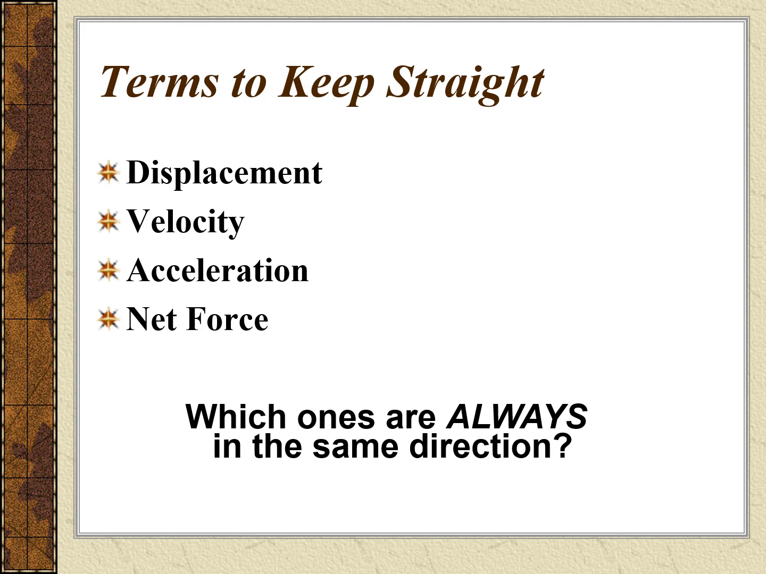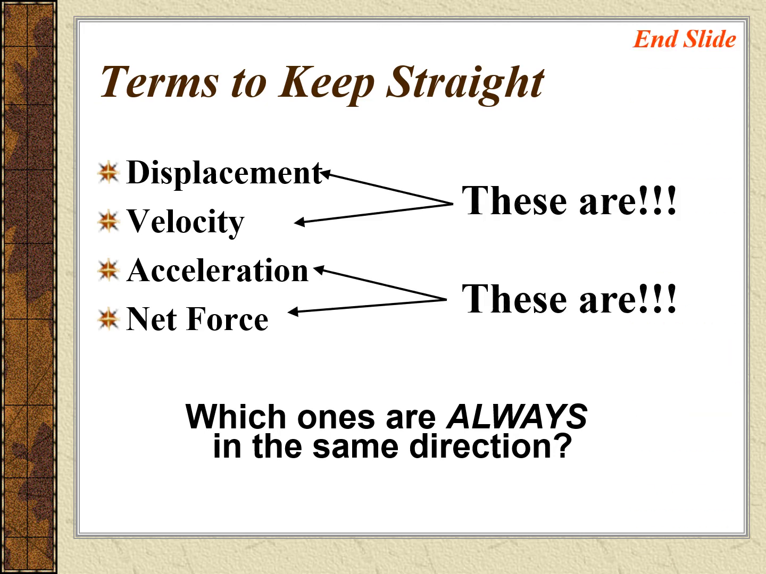Now, is it possible to have an acceleration with no velocity? Well, if you think of an object that's moving upward and it stops at the very top before it starts coming back down, at that moment in time it has a zero velocity, but it still has an acceleration of negative 9.8. So we have displacement and velocity that have to have the same direction, and acceleration and net force have to have the same direction.